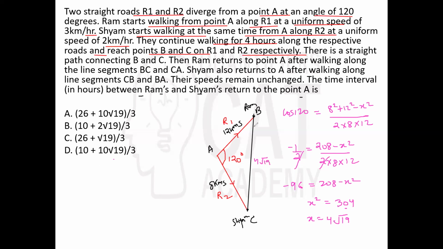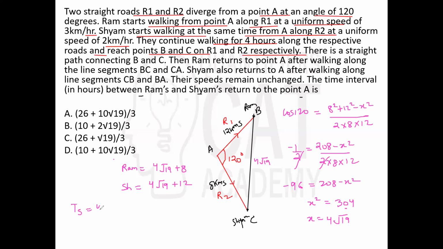Now students, just see here, what is the distance that Ram has to cover? The distance to be covered by Ram will now be 4 root 19 plus 8, and the distance to be covered by Shyam will be 4 root 19 plus 12. Now see, the distance covered by Shyam is more than Ram, right? And Shyam's speed is less, so obviously Shyam will take more time. Now let's see their times.